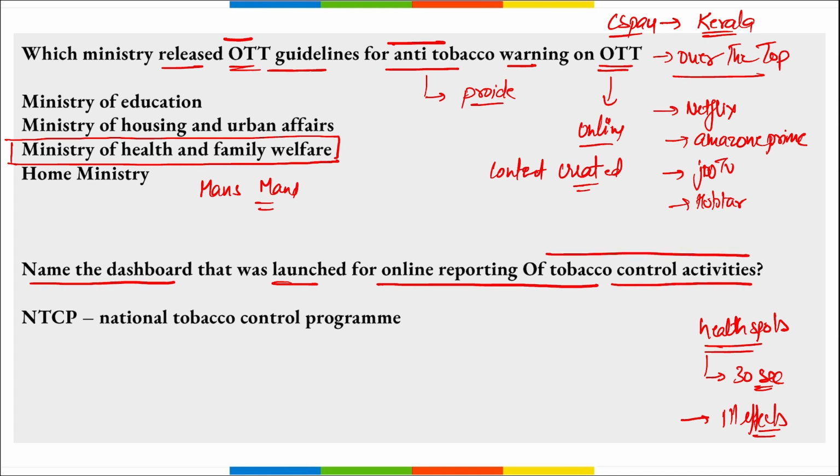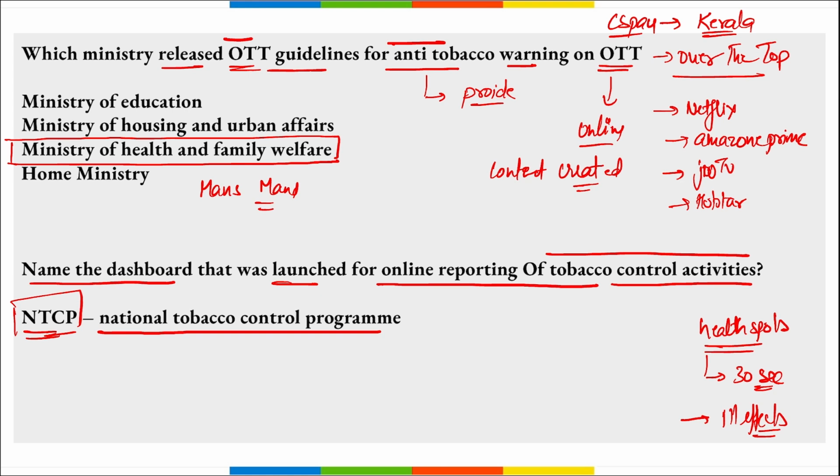Say, for example, these guidelines are being breached, right? And some of the OTT platforms or the content being made on them are not following these guidelines. So where should we report? This should be reported at NTCP, that is the National Tobacco Control Program, right? Here you can report all these activities.